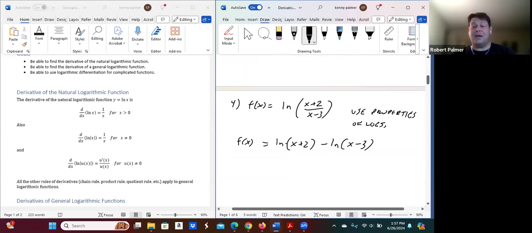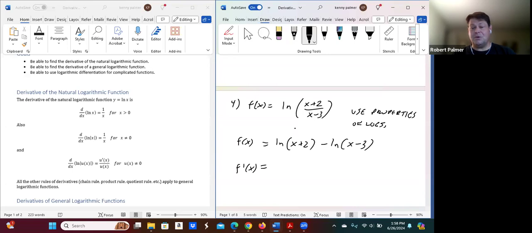Now, but also keep in mind, I can't distribute the log. So this is not going to be the natural log of x plus the natural log of 2. I can't do that. Now, why did I do that? Well, if I take the derivative, f prime of x, then this is what's called linear. I can take the derivative of each one of these separately, and that's going to make this a lot easier to do.